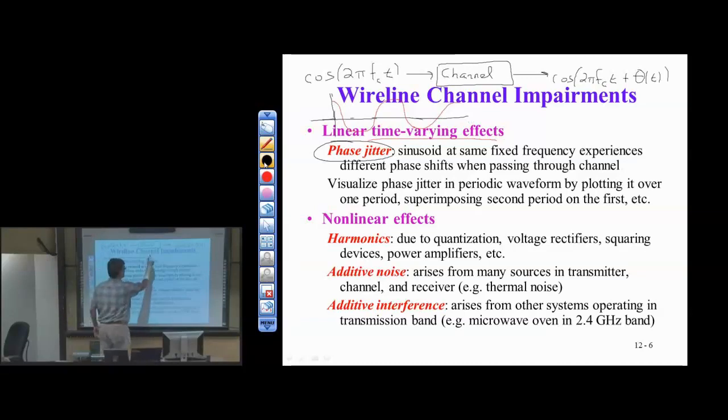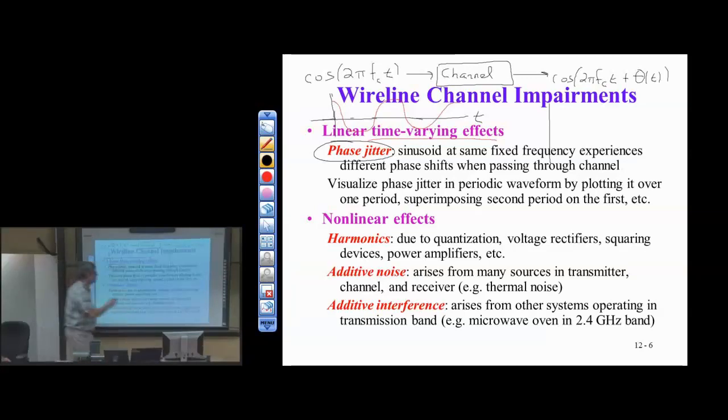But there's a trick. For any periodic waveform, you can see the phase shift with time if you plot one period and then restart the plot and plot the next period over the first one, the third period over the first one, the fourth period over the first one. Then what you'll see over time is the buildup of this phase shift. Let me show you an example of that plot. The fancier term for this is called an eye diagram. It can be used for any periodic signal, not just a cosine. An eye diagram, like a human eye.